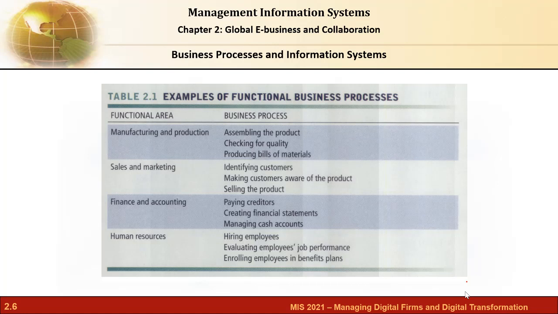For functional areas or departments, you can see finance and accounting in an organization, and their business processes include paying creditors, creating financial statements, managing cash accounts, cash flows, financing and accounting activities, right? And also the functional area of human resources, whose business processes include hiring employees, evaluating employees' job and performance, payment, bonus, enrolling employees in benefits plans.